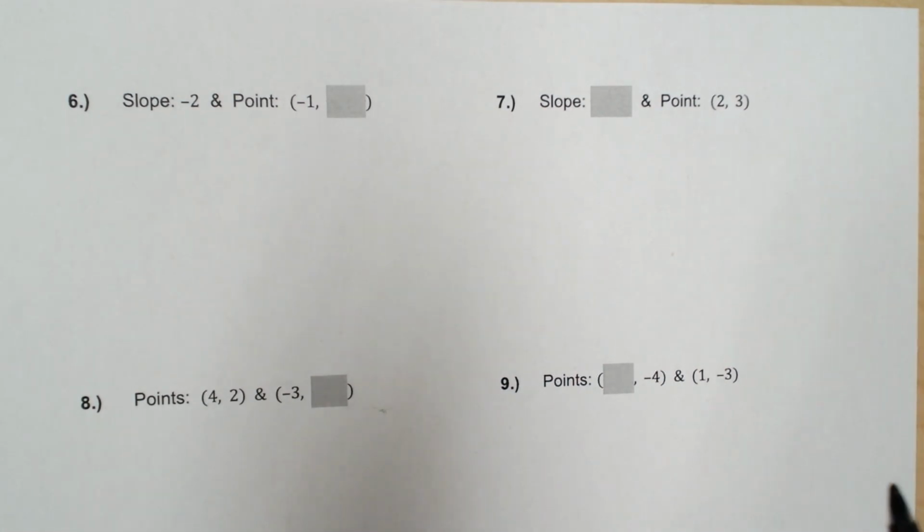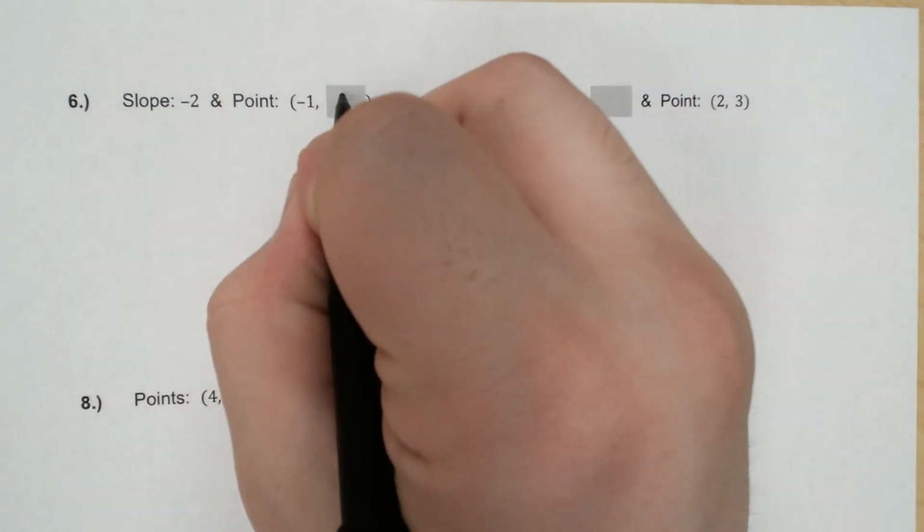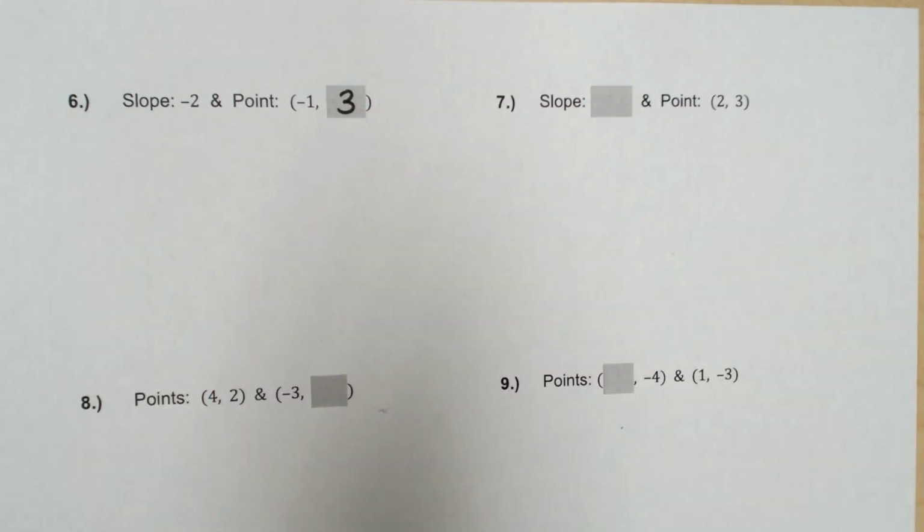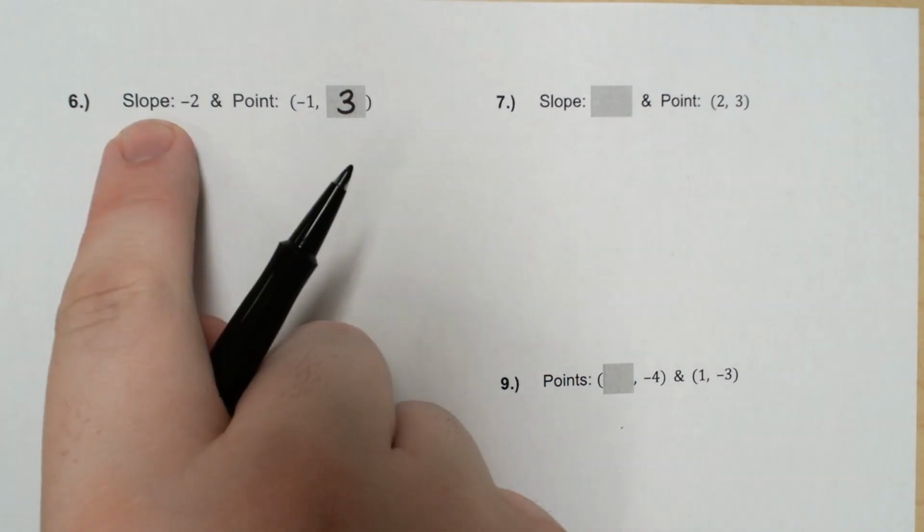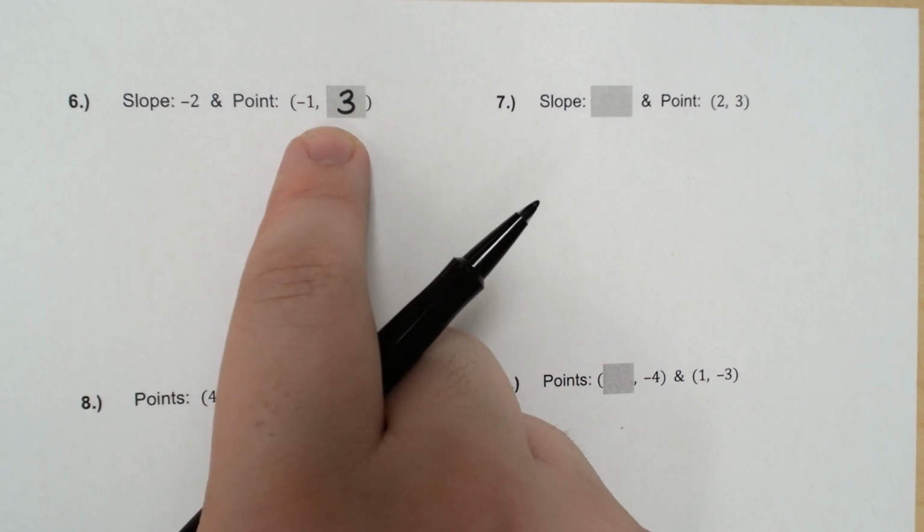So, I am going to go ahead and give you that number. The missing value is 3. Let's take about a minute, 2 minutes to figure out the equation of a line that has a slope of -2 and goes through -1, 3.